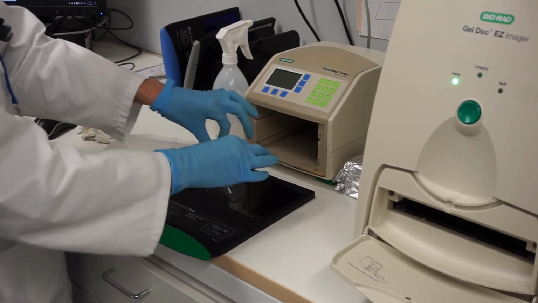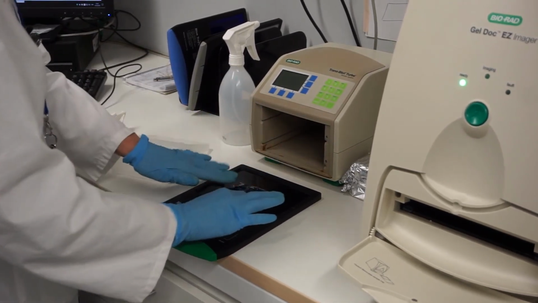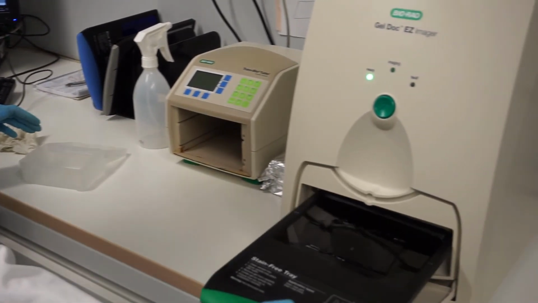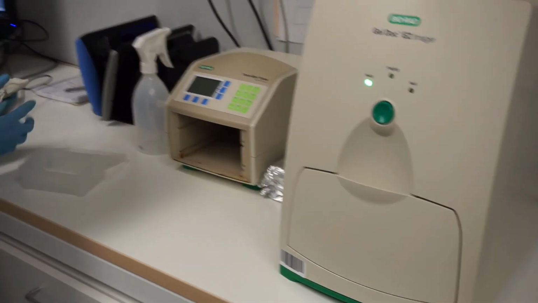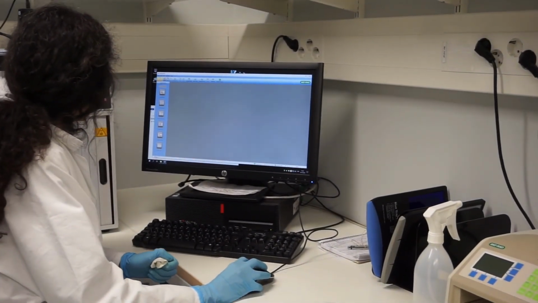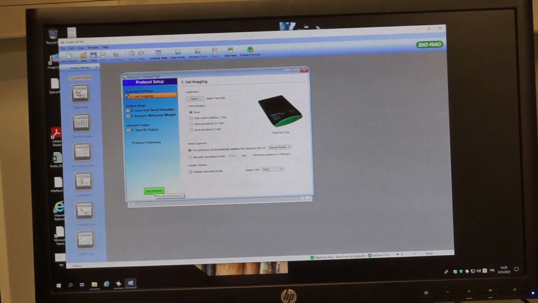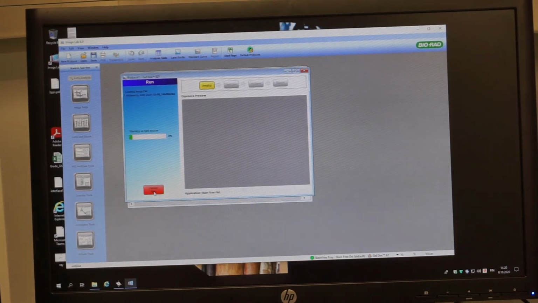Place the gel onto a BioRad imager. Set up the exposure time to ensure that the brightest bands are not saturated.